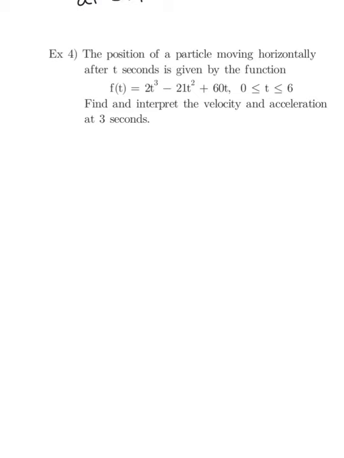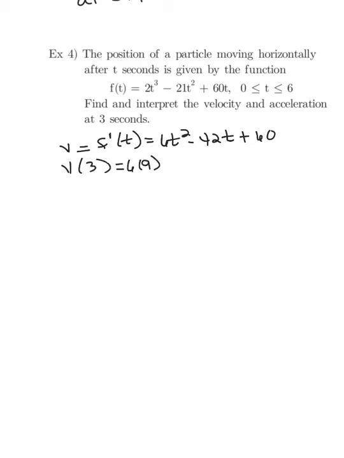So, first of all, velocity will be the first derivative, which will be 6t squared minus 42t plus 60. Velocity at 3 would be 6 times 9 minus 42 times 3 plus 60. And if you work that all out, you get negative 12.